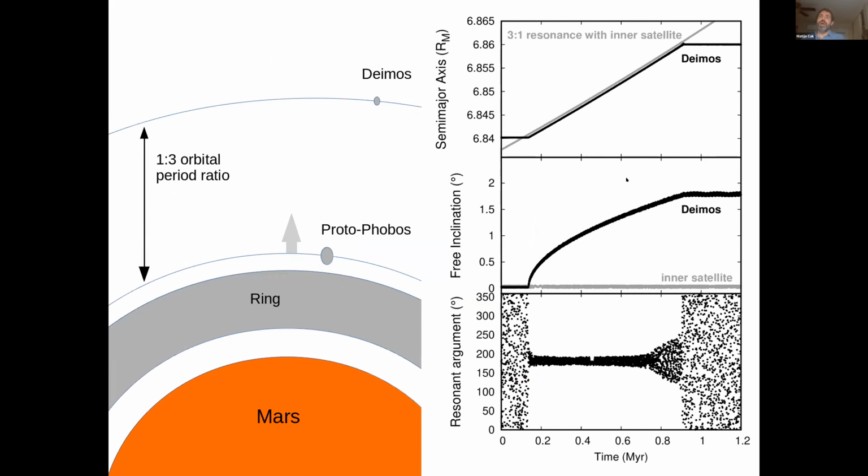Earlier this year, I tried simulating numerically the situation where Protophobos, one of the previous cycles of inner moon, in this case the grandparent of Phobos, just formed from a ring and was still moving outward and crossed the 1-to-3 resonance with Deimos.